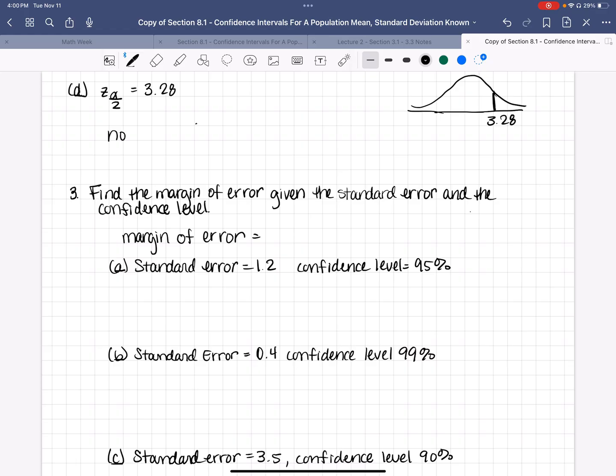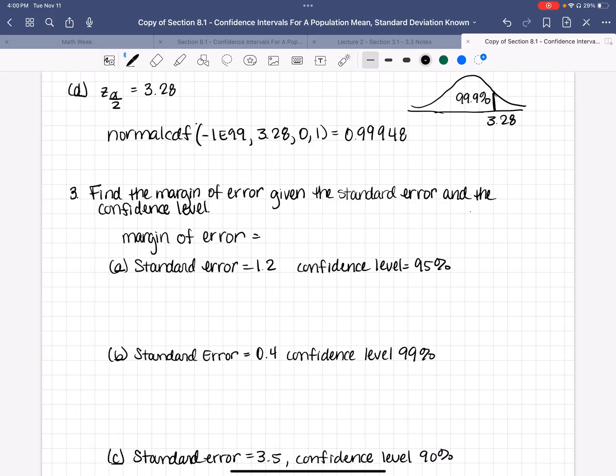We're going to do a normal CDF. And that's negative 1 e to the 99. And we're going up to a 3.28. Mean of 0, standard deviation of 1. When we plug that in, that is going to give me 0.99948. So what this says is this is 99.9% of the population there.